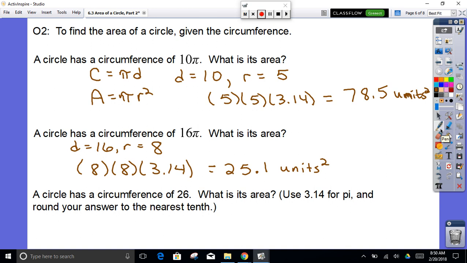Okay, any questions about either of those? Jake? Could you solve it if you just knew the solution to the circumference? Yeah, we're going to do that on the next one. Yep. Grace? How'd you get 25.1?